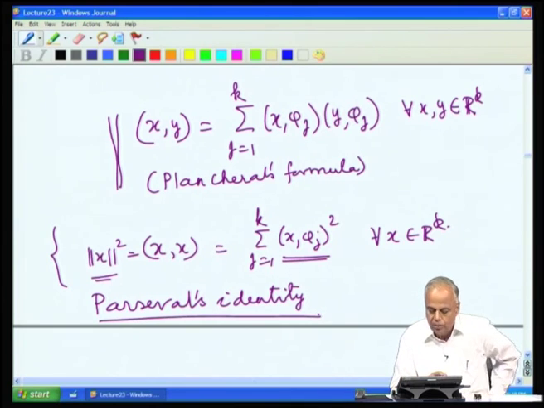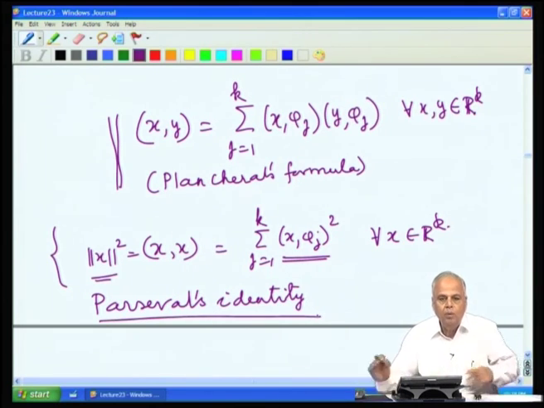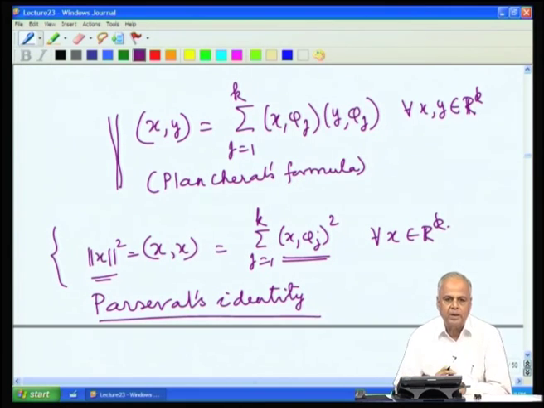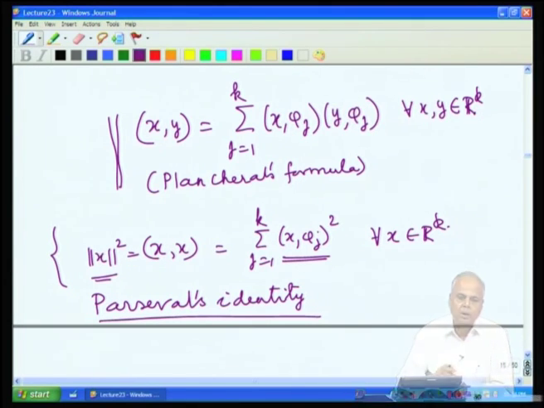This is called the Parseval's identity. So, now that we have an orthonormal basis, we can expand every vector in terms of this orthonormal basis. The coefficients are called the Fourier coefficients, and whenever you want to take the inner product of two vectors, you have to simply take the sum of the products of the corresponding Fourier coefficients. Whenever you want to find the length squared, you only have to find the sum of the squares of the Fourier coefficients of that vector with respect to this orthonormal basis.